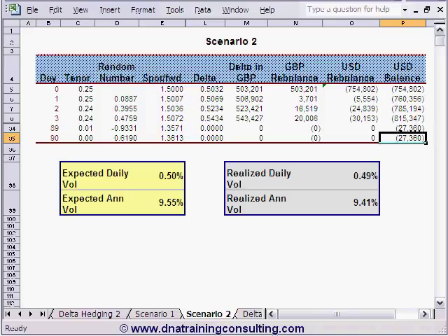The option lapses, i.e. does not get exercised. The trader does not need to deliver any sterling, which he does not have anyway, and therefore the trader has incurred a loss once again from the delta hedging process equal to $27,360, the amount indicated in this cell P95.